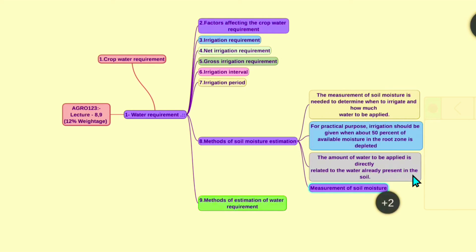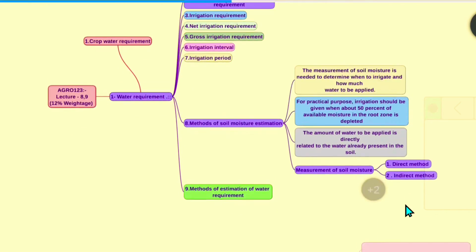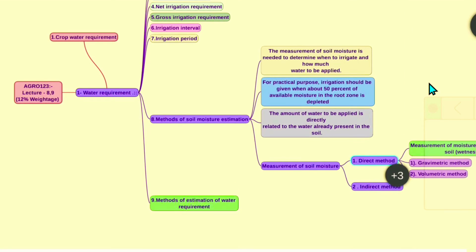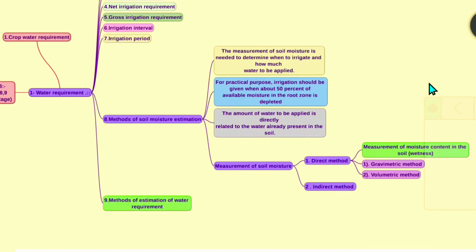So move to the next, how to measure the soil moisture. There are two methods. The first one is the direct method and the second one is the indirect method. First we'll see the direct method. In the direct method, there are two methods. We'll see measurement of moisture content in the soil or wetness. The first one is the gravimetric method and the second one is the volumetric method. We'll see the first, that is the gravimetric method.